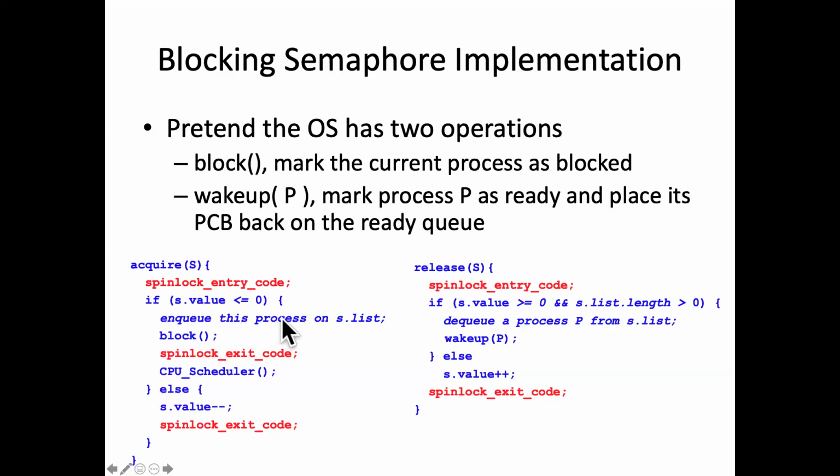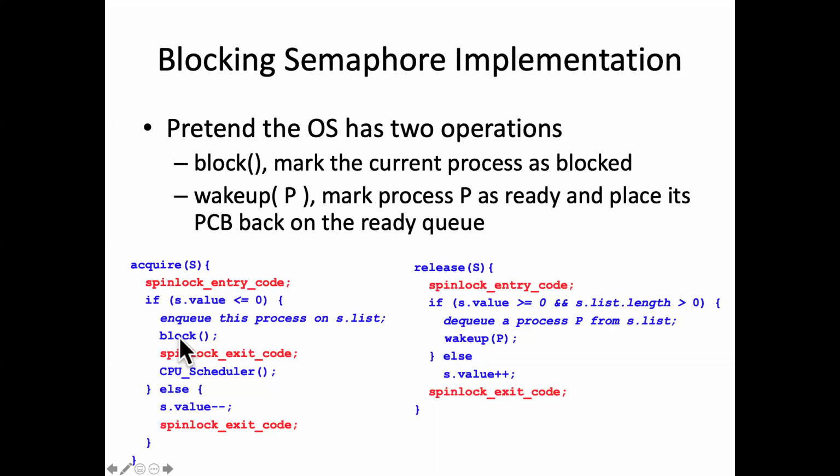I'm going to put the current process on here. I'm pretending that s.list is the name of the queue of processes associated with the semaphore. So I'll queue you up on that queue of processes. I'll mark you as blocked.